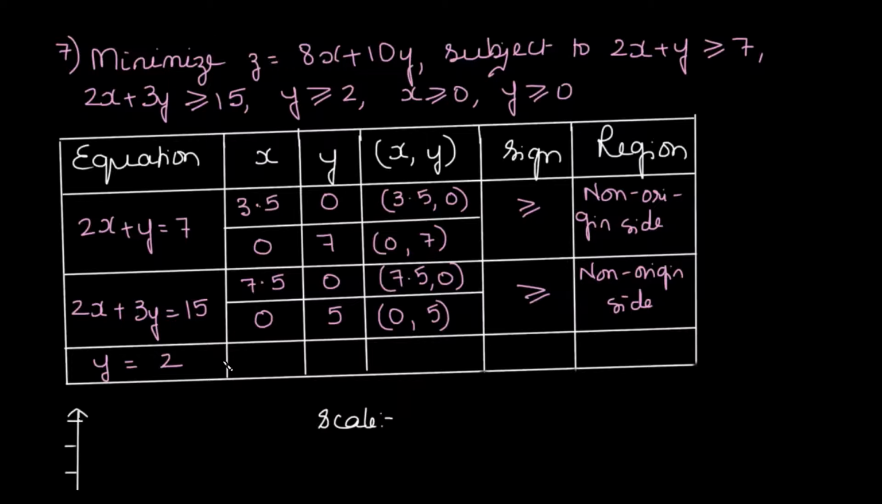In the third case, y is equal to 2. So this is a line which is parallel to the x-axis. So we can put x as 0 and y becomes 2. Only one point on the line is required to draw this particular line. So this is the line. Again, the region is the non-origin side because the sign is greater than or equal to.